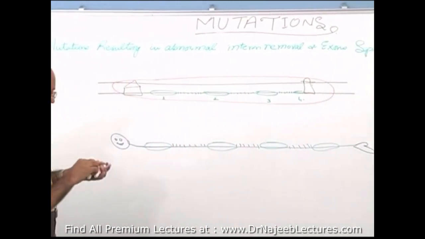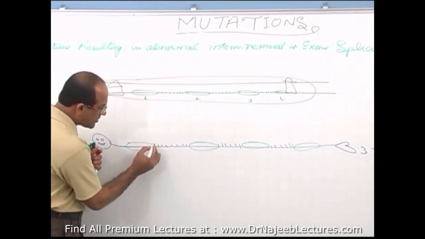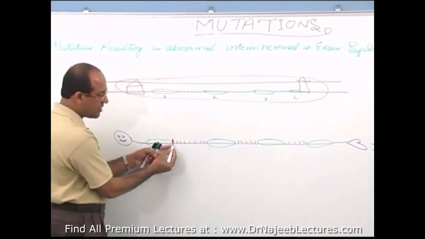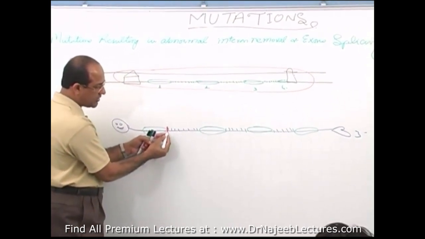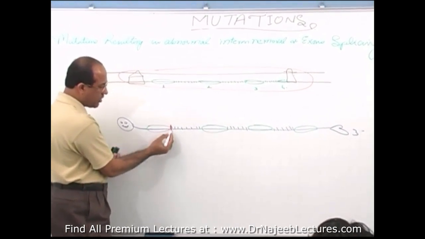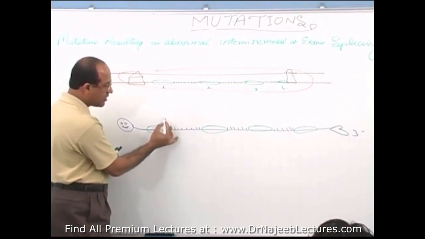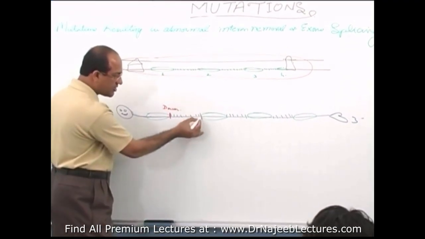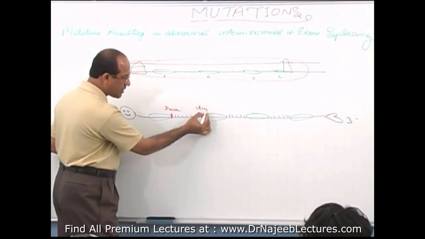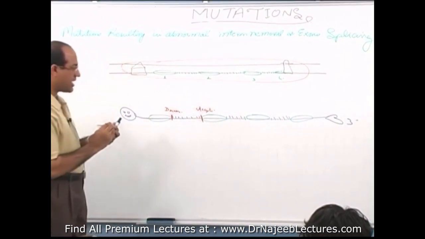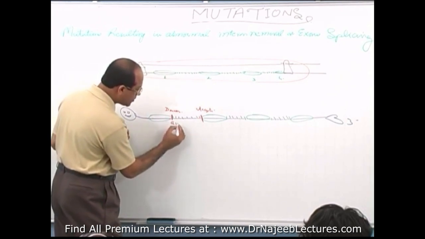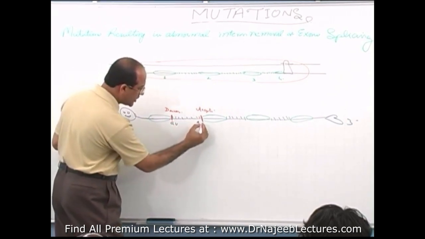Now, this site is called introns. The site on the junction of intron and exon on the 5' end is called the donor point. And this is called the acceptor point. What should really happen? Listen carefully. Here, this is GU and AG.